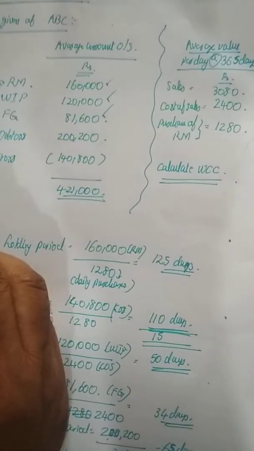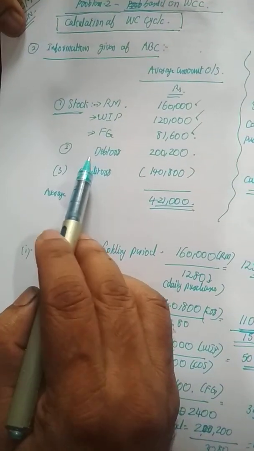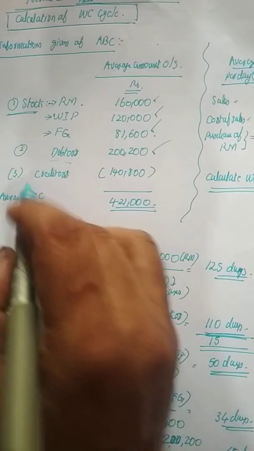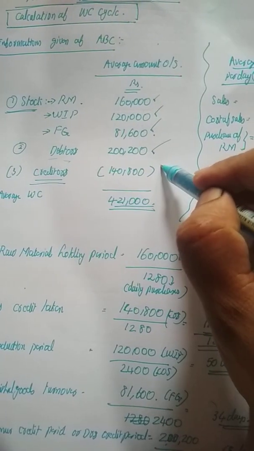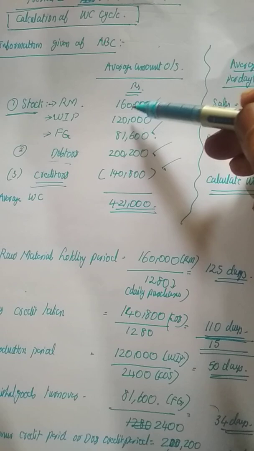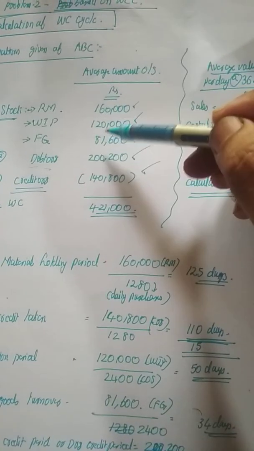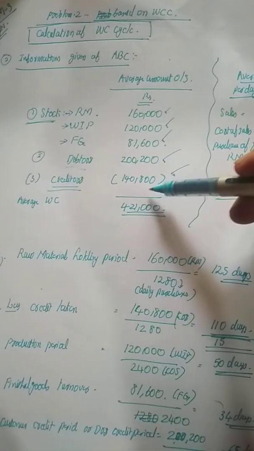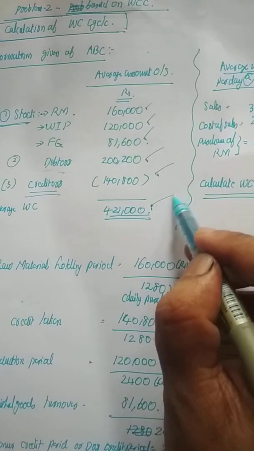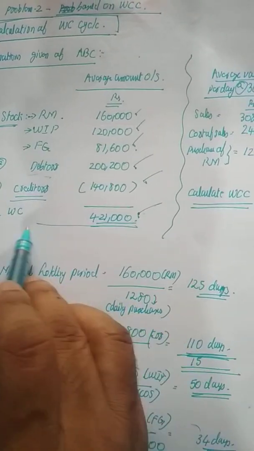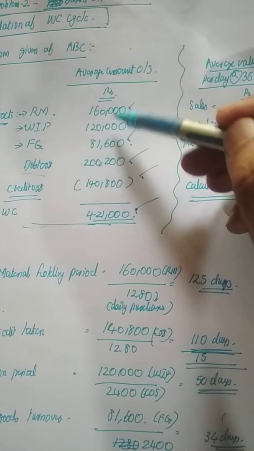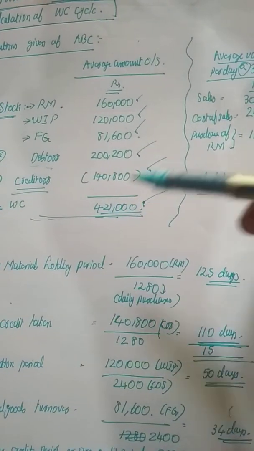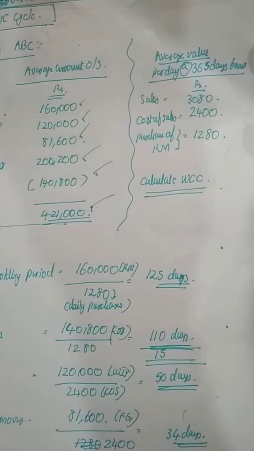What other information is given? Apart from inventory, another current asset, debtors, is given as 2,200 rupees, and current liability is given as 1,40,800. So current assets are inventory and debtors, cash is not given. Inventory and debtors minus creditors. The average working capital is also given. So this total minus creditors, we get the amount 4,21,000 average working capital. That is one of the pieces of information given.